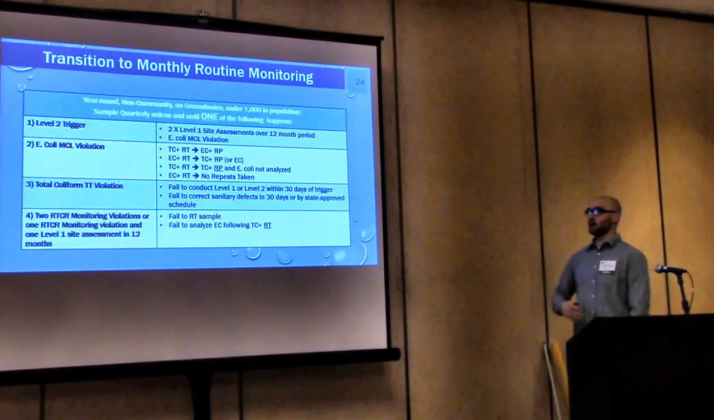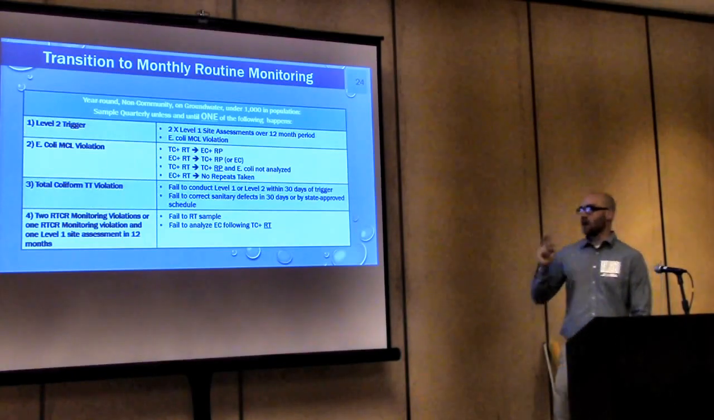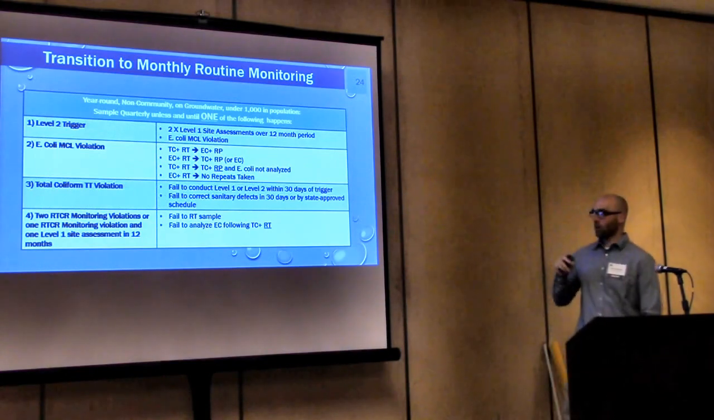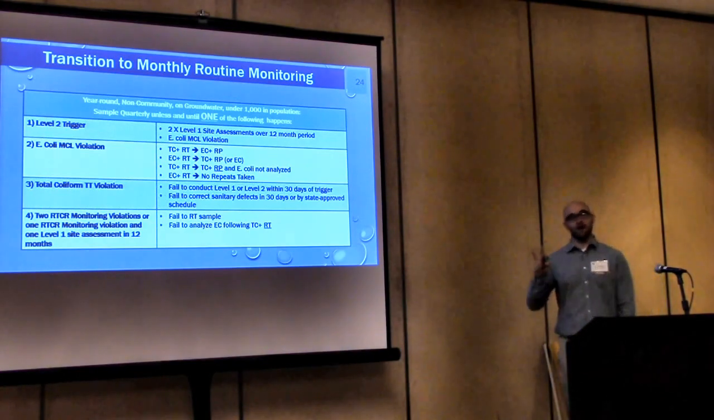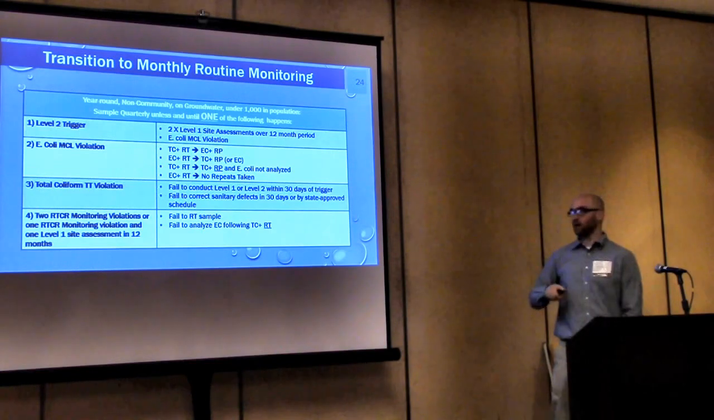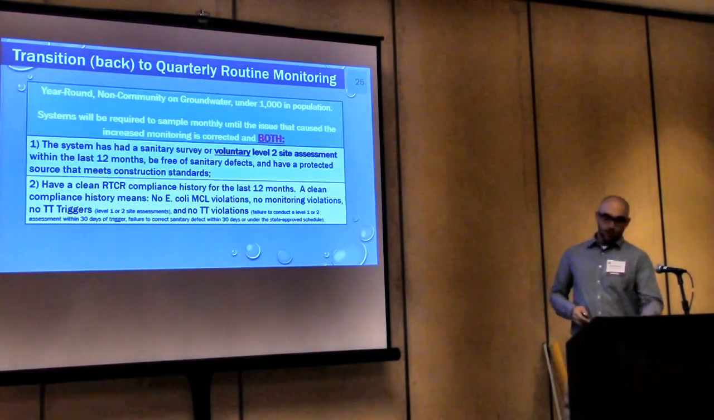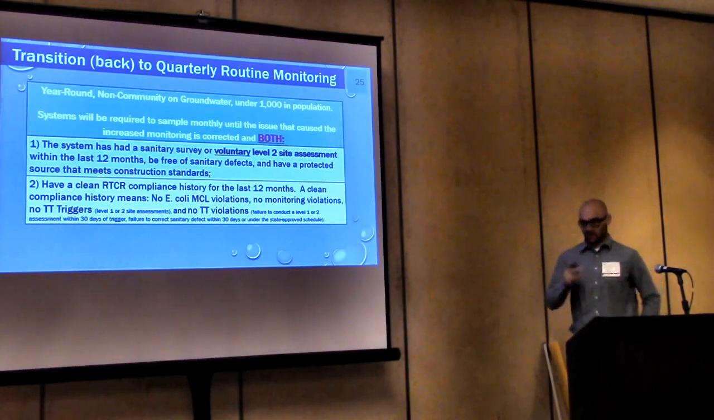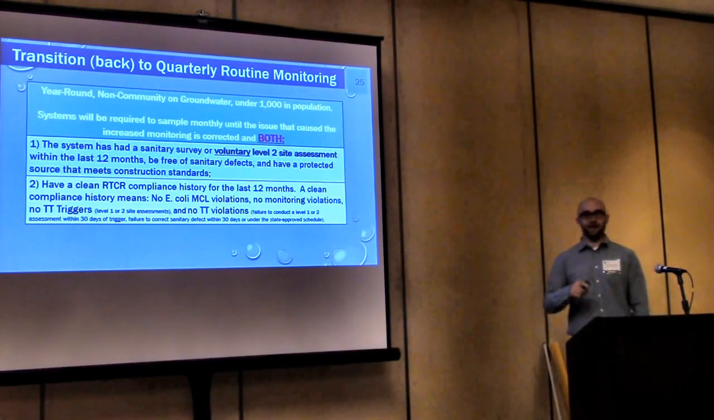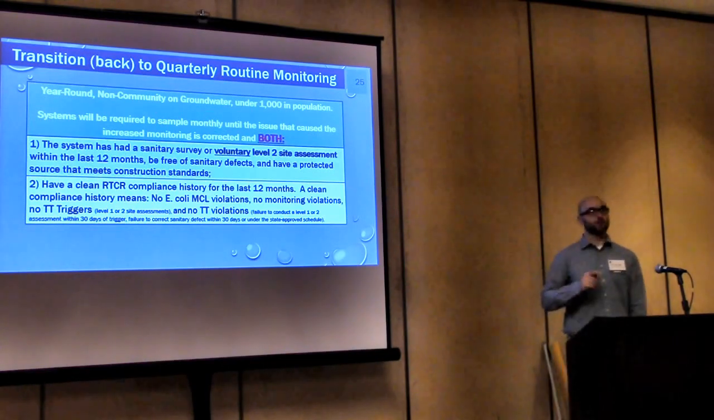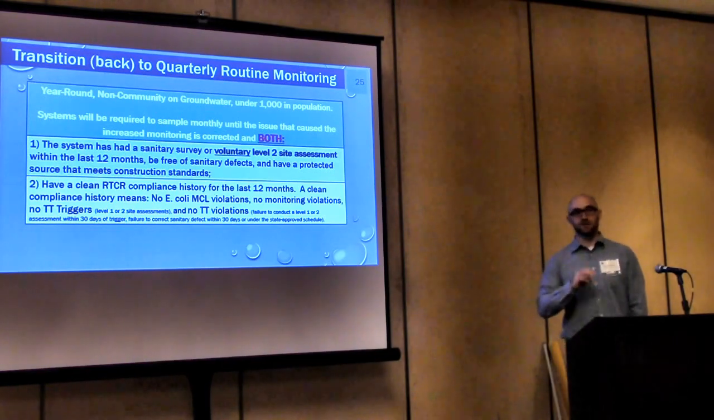That's going to trigger monthly monitoring. And then if there's 2 monitoring violations, meaning failing to take a routine sample, or a level 1 site assessment and a monitoring violation within a 12-month period, the system will have to then sample monthly. Once a non-community groundwater under 1,000 open year-round system triggers monthly monitoring, it will be at monthly monitoring for at least 12 months.